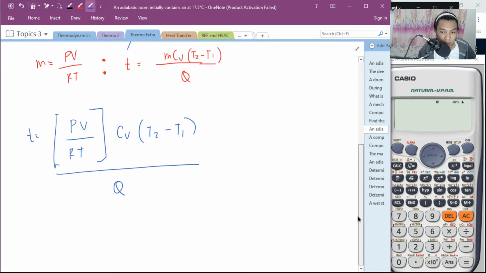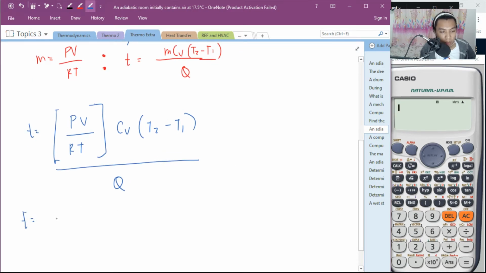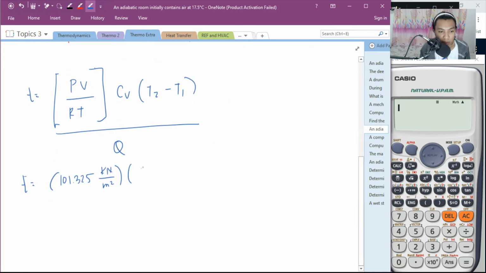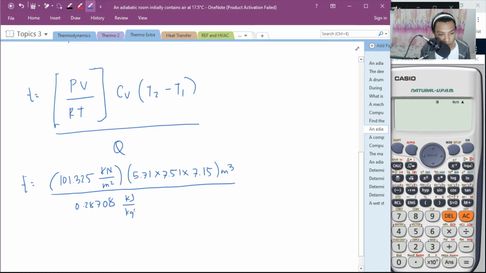Where T is in minutes. The pressure is 101.325 kilonewton per meter squared. Then the V is 5.71 by 7.51 by 7.15, in cubic meters, divided by R, 0.28708 kilojoule per kilogram degree Kelvin.